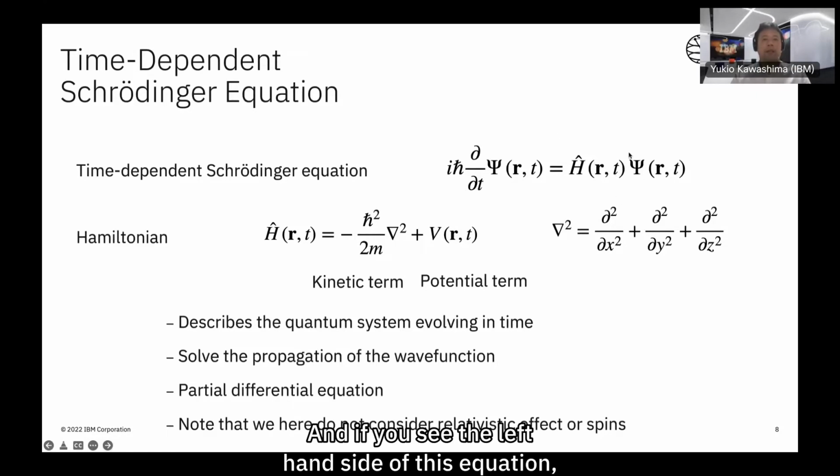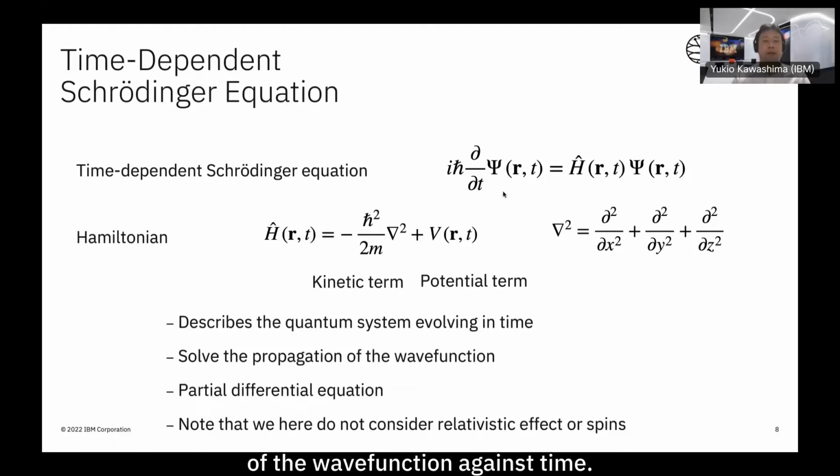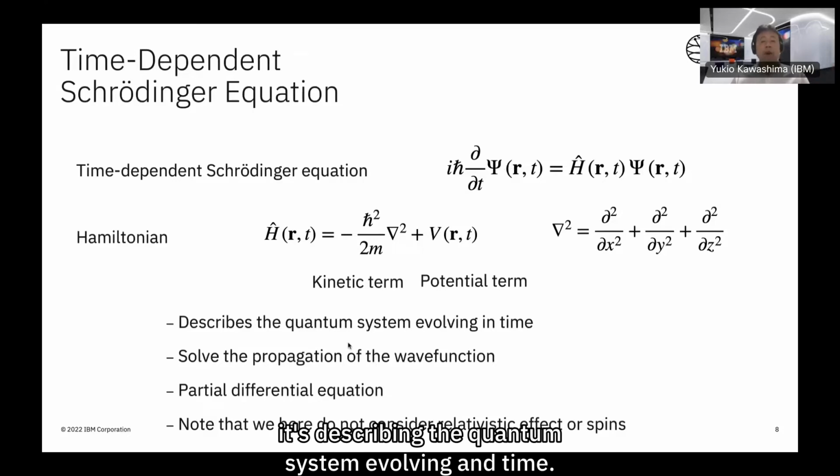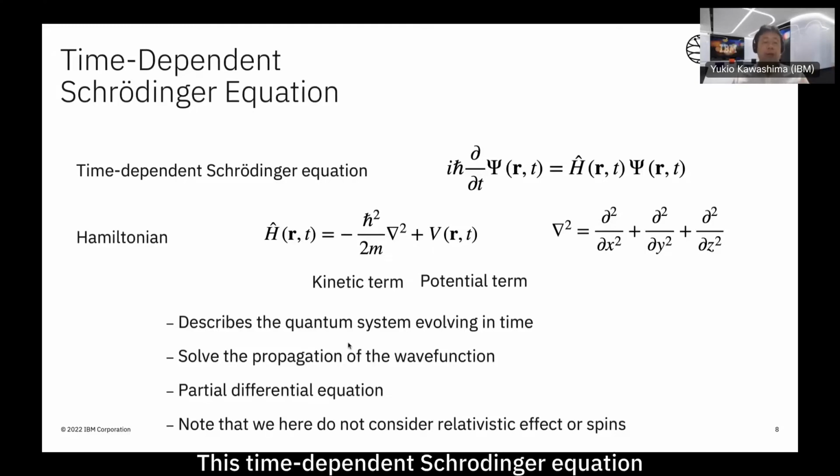And if you see the left-hand side of this equation, you see the first derivative of the wave function against time. So what this equation is describing is, it's describing the quantum system evolving in time. So by solving this time-dependent Schrodinger equation, you can solve the propagation of the wave function. This time-dependent Schrodinger equation is a partial differential equation. Note that we here do not consider relativistic effect or spins.